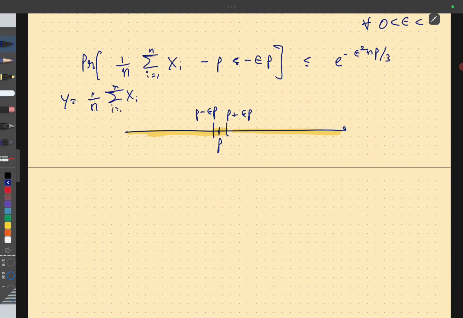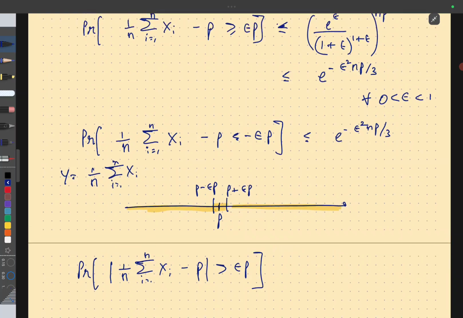Great. So now if I'm interested in the event or the probability that mod 1 by n summation i equal to 1 to n xi, which is my y, minus p is greater than epsilon times p, can we use the bounds above to get a bound on this? If so, how? And why can I just add them up? Correct.